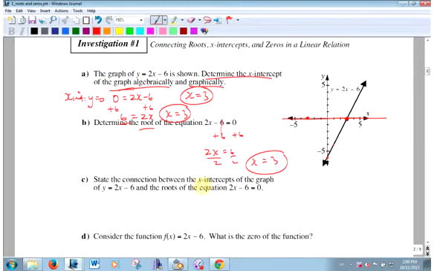State the connection between the x-intercept of this graph and the root of that equation. Are they kind of like similar? Meryl, what do you think? They're the same. That's a pretty good connection, isn't it? Okay? So the x-intercept and the root are the same.